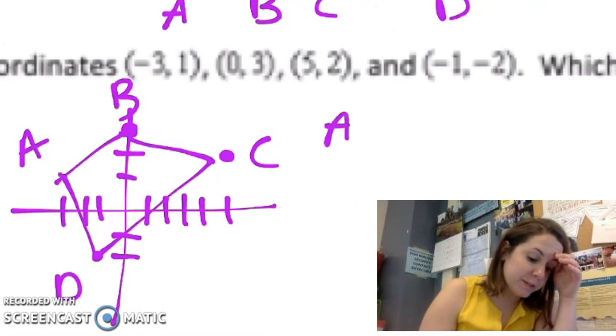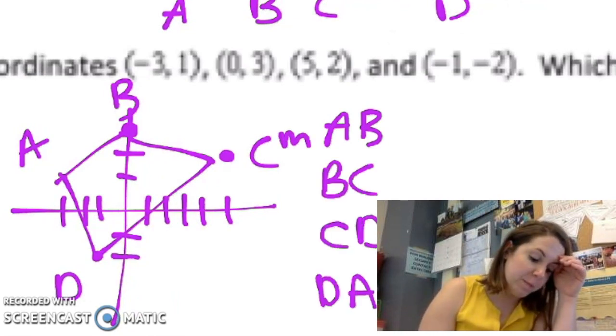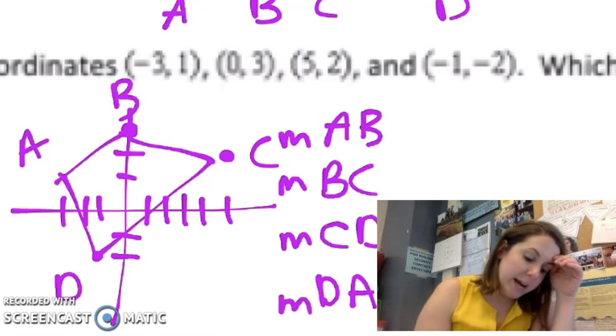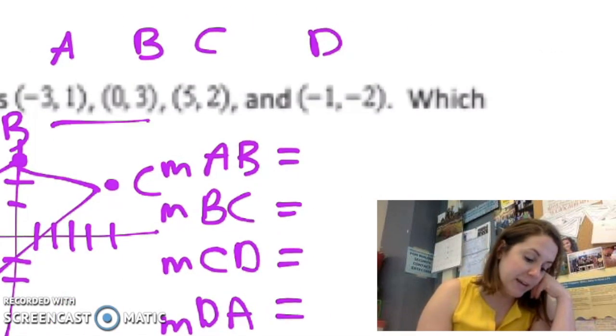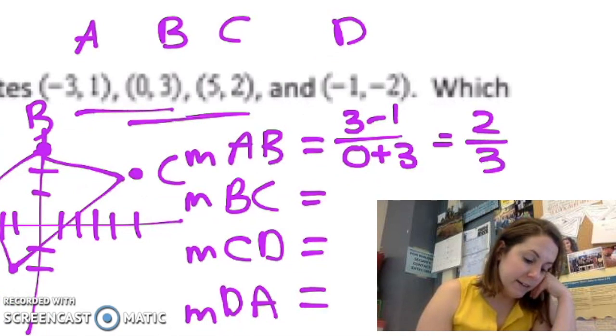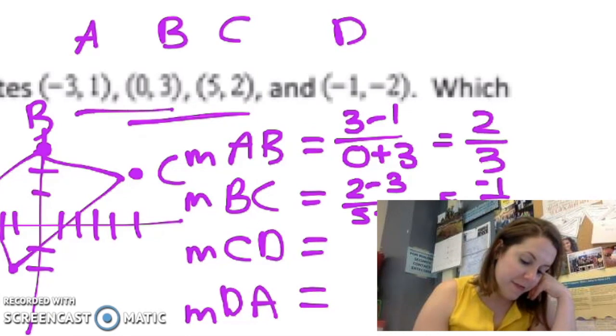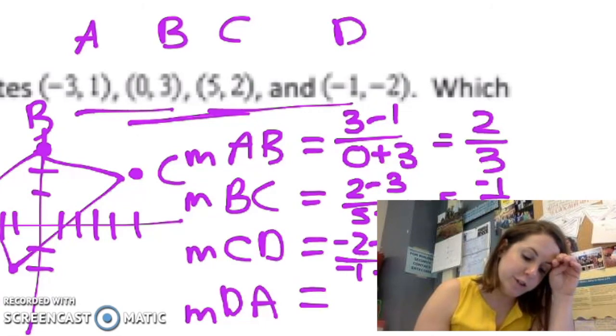So I'm going to find my slopes of each of these, AB, BC, CD, and DA. And for each of these, I'm going to do my change in y over my change in x. So between A and B, it's 3 minus 1 over 0 plus 3. So that's 2 over 3. For BC, it's 2 minus 3 over 5 minus 0. So that's -1/5. For CD, it would be -2 minus 2 over -1 minus 5. So that is -4 over -6, which is 2/3.